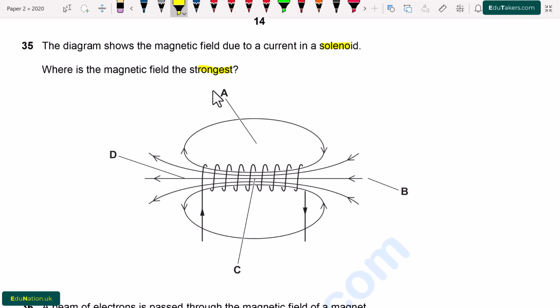So here we can see D. Here is only one single line, so here the magnetic field will be weak. Similar for B. And here is option C, which shows this region where the lines are closer. So at point C, the magnetic field is stronger. Not at the point A where there is no magnetic field line.